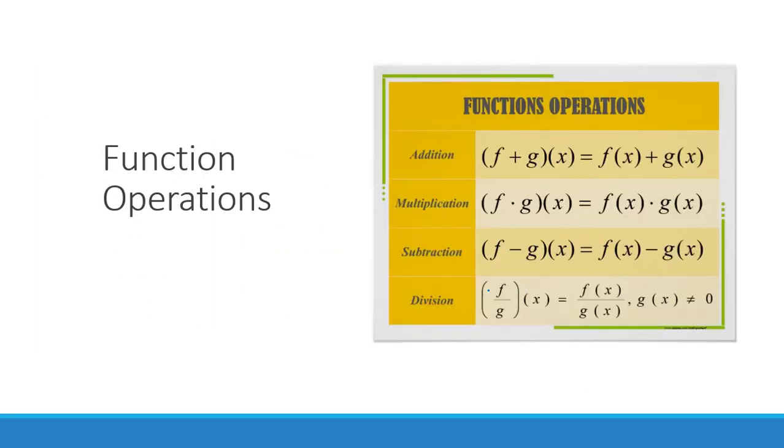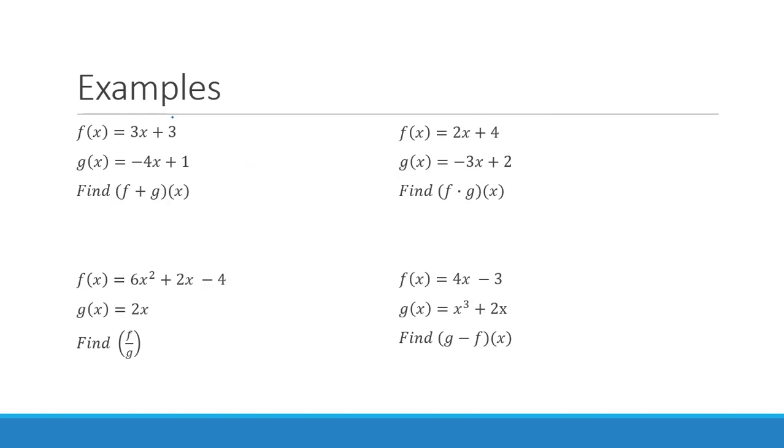Last but not least, let's talk about function operations. So this is either adding functions, multiplying functions, subtracting functions, dividing functions. So some examples of this. If it asks you to add the two functions together, simply you just rewrite them as one big function being added together. So this is plus negative 4x plus 1. You can combine like terms, which is going to just give you negative x, and then 3 plus 1 here is going to give you 4. So f plus g of x is going to be the function negative x plus 4. Again, you're just combining them together.